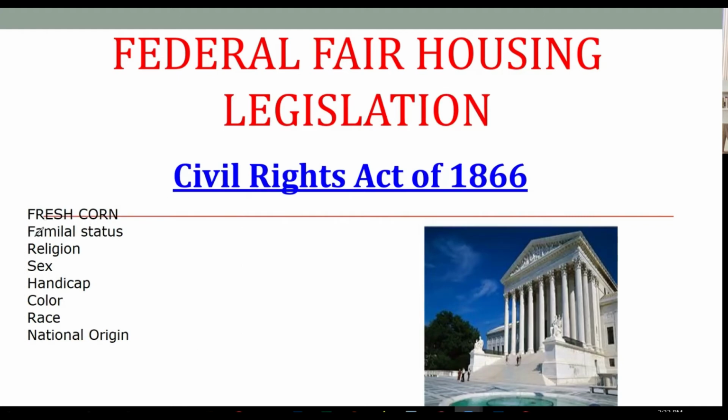So familial status is the F, the R, E is religion, the S is sex, the H is handicap or disability, C is color with the O, and then you have race and then national origin.